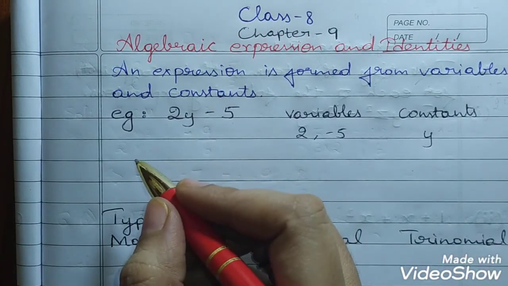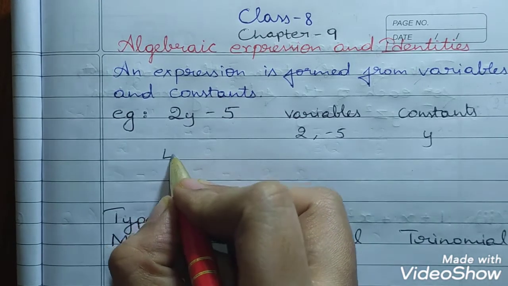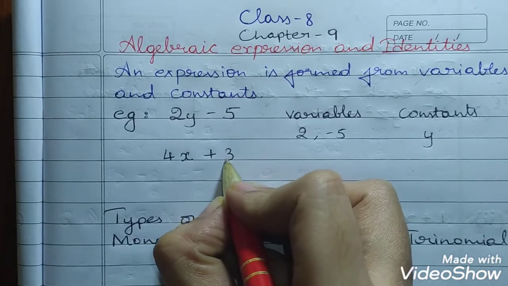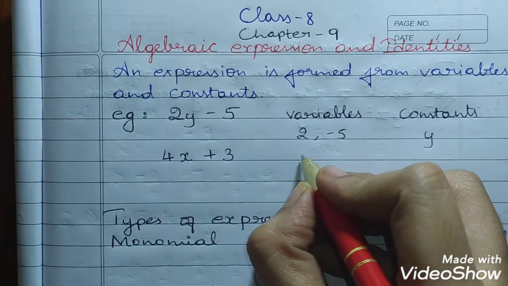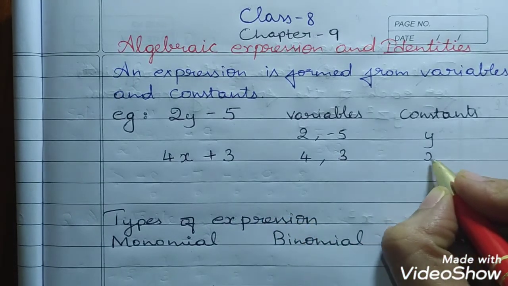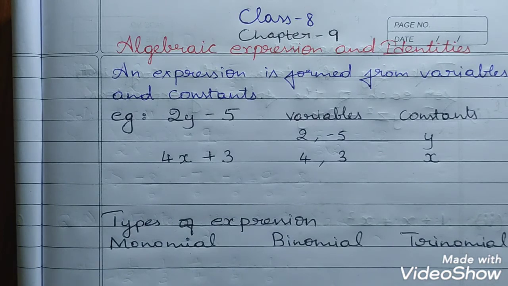I'll give another example. 4x plus 3. Okay, so the variable here is x and the constants are 4 and 3. An expression is formed from variables and constants.